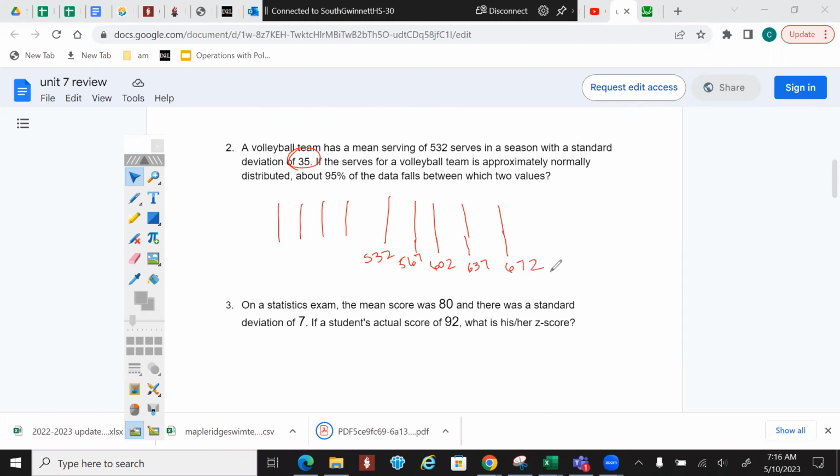Yep. On the other side, we're going to subtract. Okay, so we're going to take 532 and we're going to subtract 35. And that's going to give us 497. Next one's going to give us 462. The next one's going to give us 427. And the next one's going to give us 392. And we're going to draw our awesome curve that looks like Stone Mountain all of a sudden.